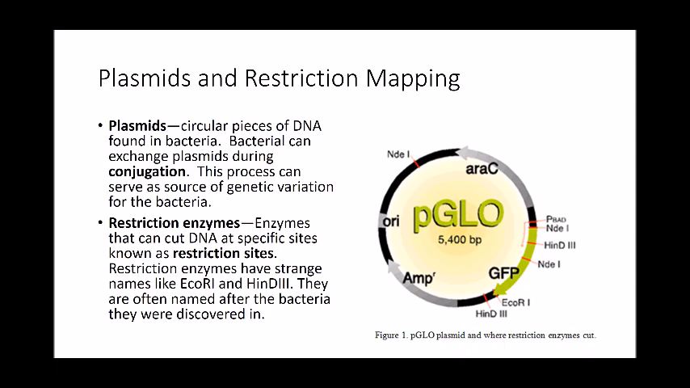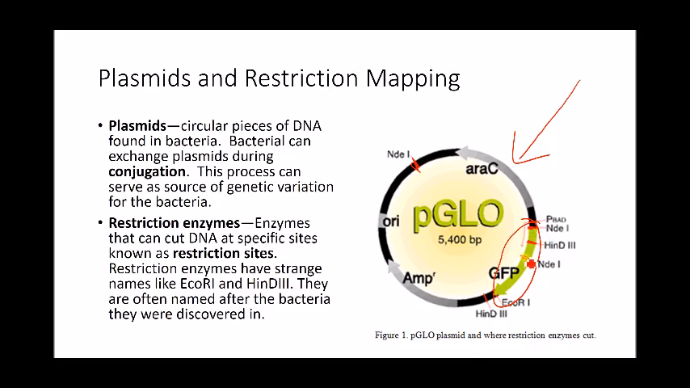Here's a really famous plasmid over here. This is the P-glow plasmid. This plasmid has been genetically engineered with a gene for a protein called GFP, green fluorescent protein. But what I want to point out mainly in this plasmid right now are these little red marks. These are what we call restriction sites.